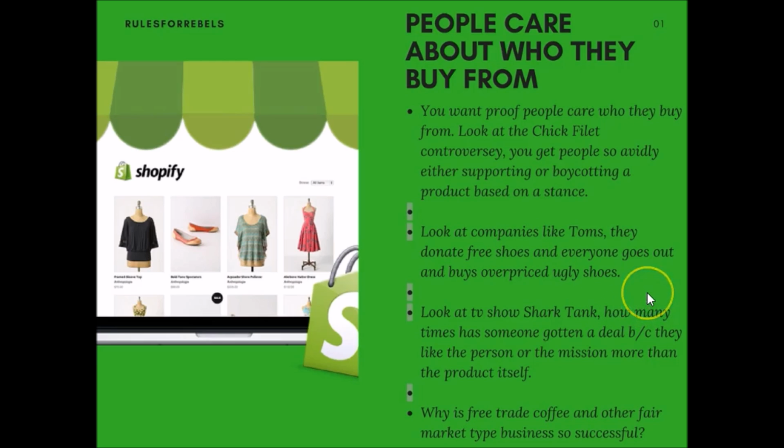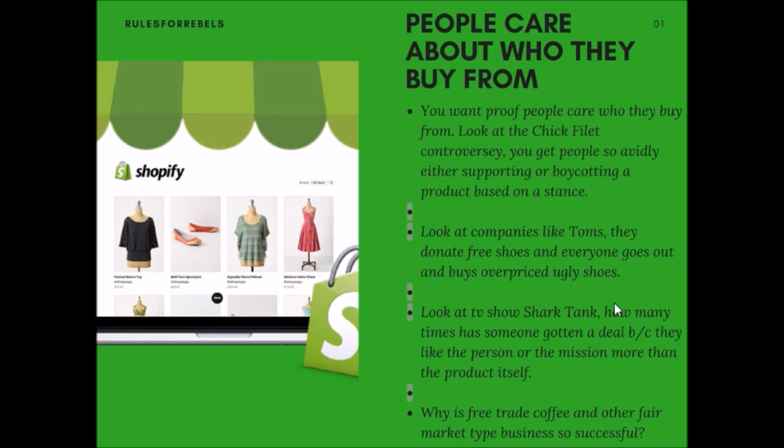Look at the TV show Shark Tank and how many times Lori or Mark or whoever else has given somebody a deal not really because they love the product as much as because they like the person who's selling the product, or they like the story behind the product or where the product invention came from. If somebody has a passionate story about how their kid had allergies and that's why they came up with this product, that's something all the sharks tend to get behind.